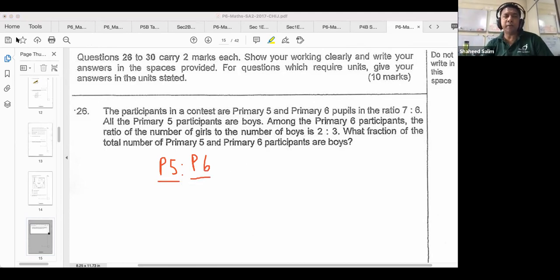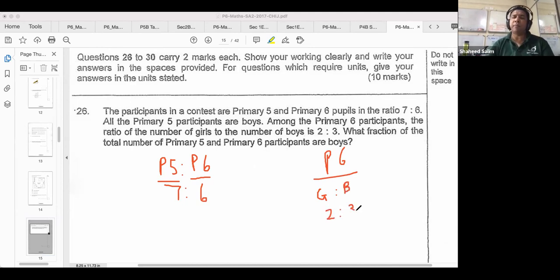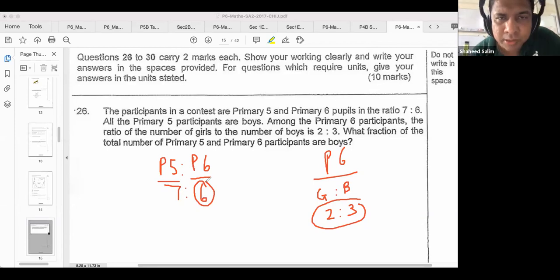They give you the ratio here. So now they give you the ratio 7:6. This one 7, this one 6. And then this one, under P6, girls to boys is 2:3. Now we have a problem. What is the problem? What's the total here? Total here is 5. But the total here is 6.